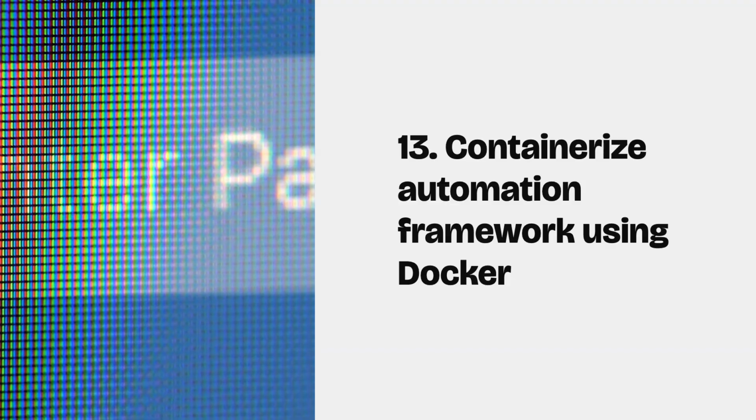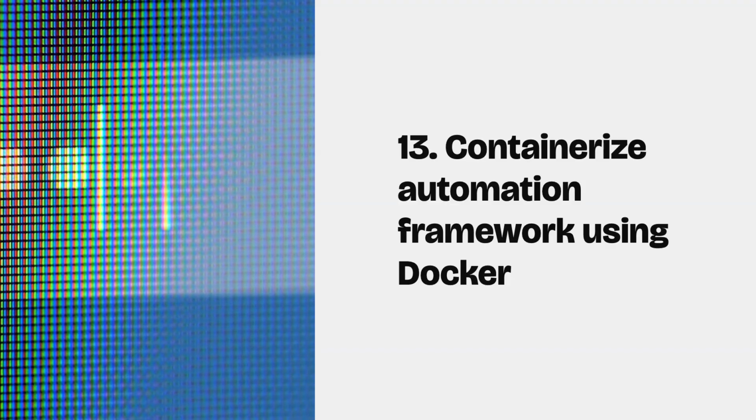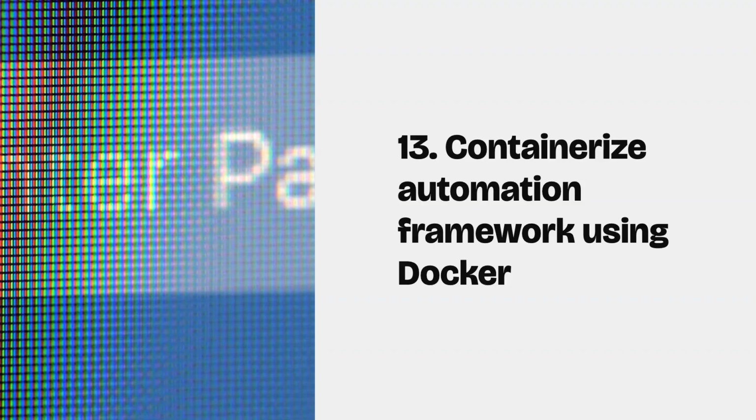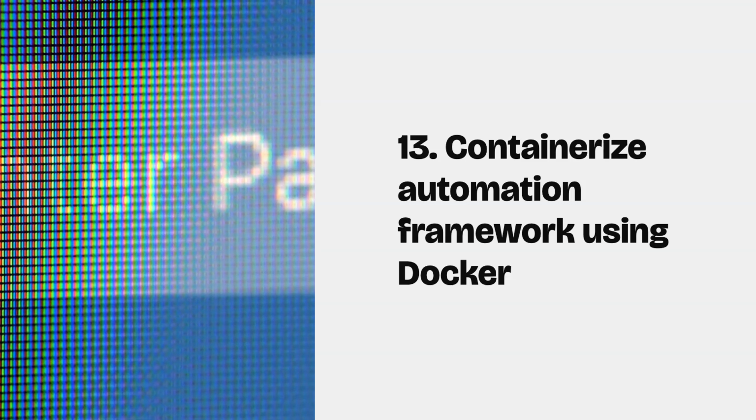13. How do you containerize your automation framework using Docker? Create a Dockerfile, build with docker build, and run with docker run. This ensures consistent environments and easy CI integration.